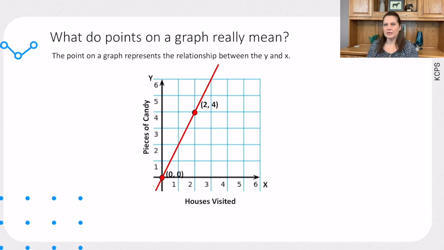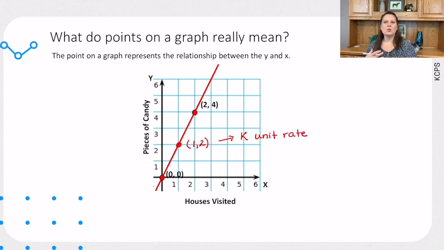So what that means is any point on that line represents a relationship. If we put a dot here, this is our 1, 2. That represents that for every one house, I get two pieces of candy. Or I can reverse it and say for every two pieces of candy, I get them from one house. This is our unit rate, our K, and it is also our constant of proportionality.